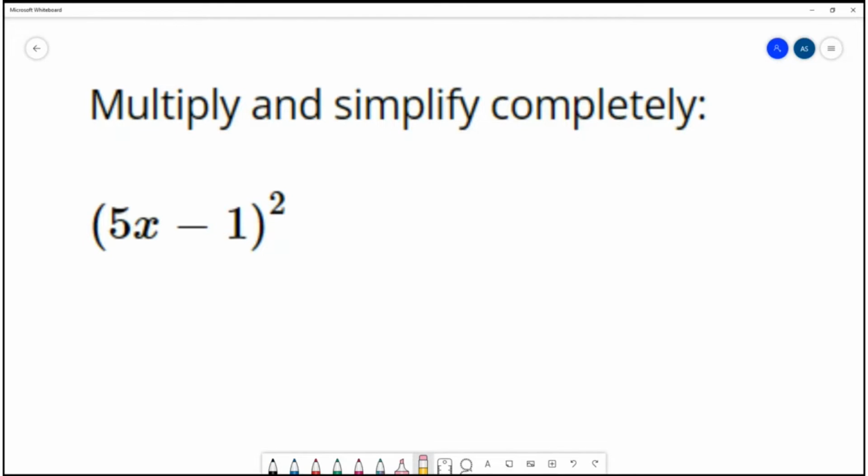I have another 5 videos from the practice test. In this example, we want to multiply and simplify completely. We have 5x minus 1 squared.